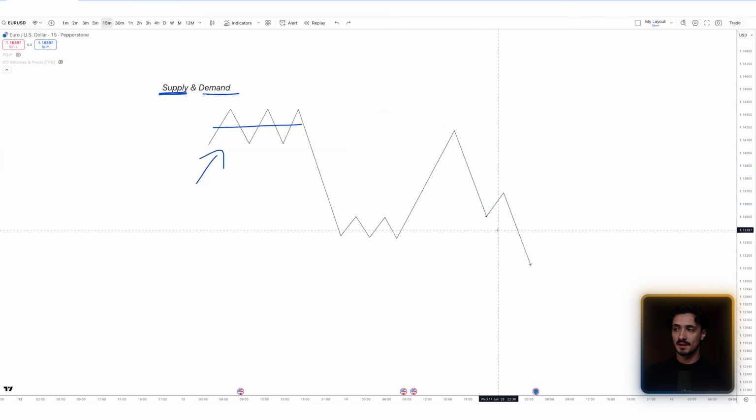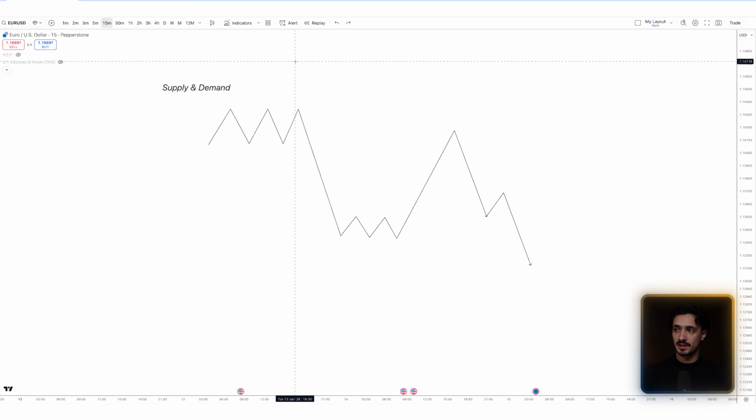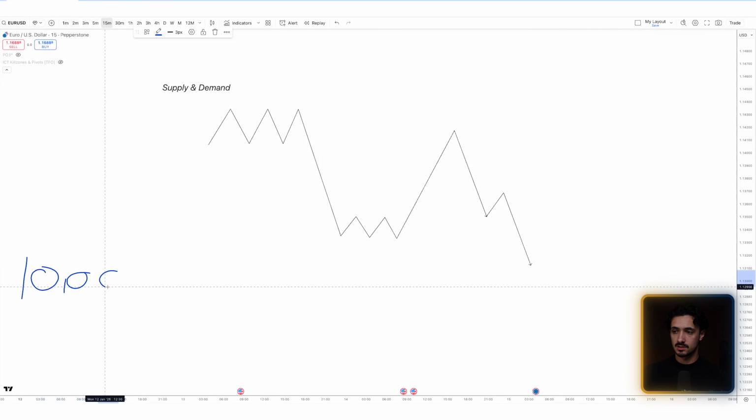The logic behind this is also very simple. What happens is, in these ranges that we have, these are the perfect loading phases for an institution. Now, this might be a little bit advanced, but don't worry. Essentially, let's say you have an institution, and that institution's goal is to transact 10,000 lots of euro-dollar.